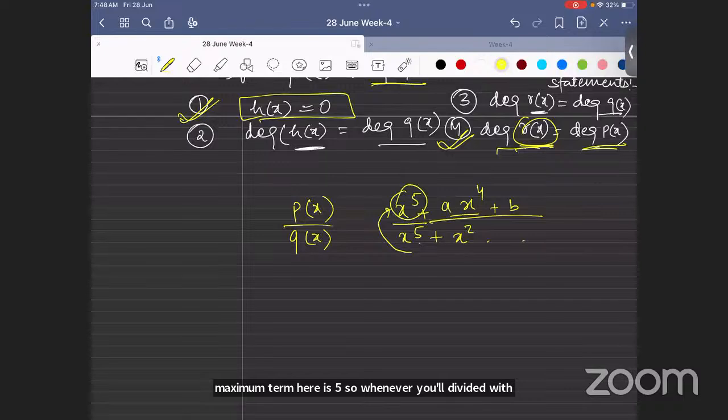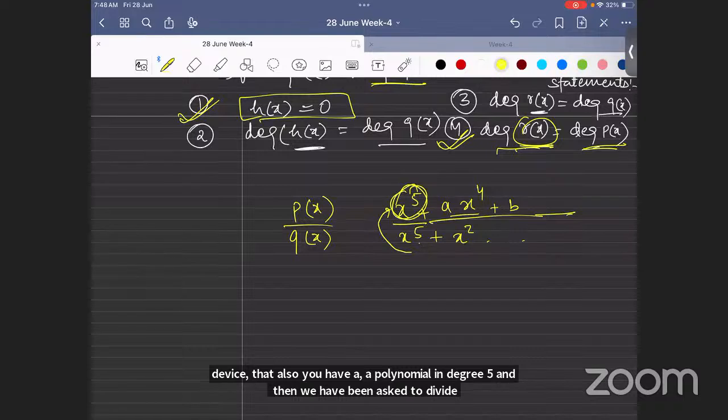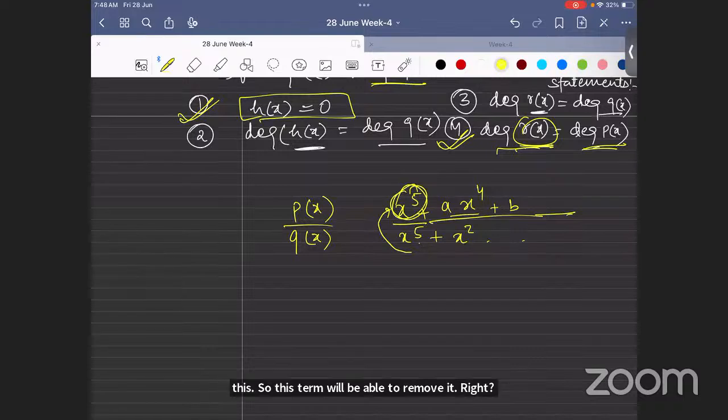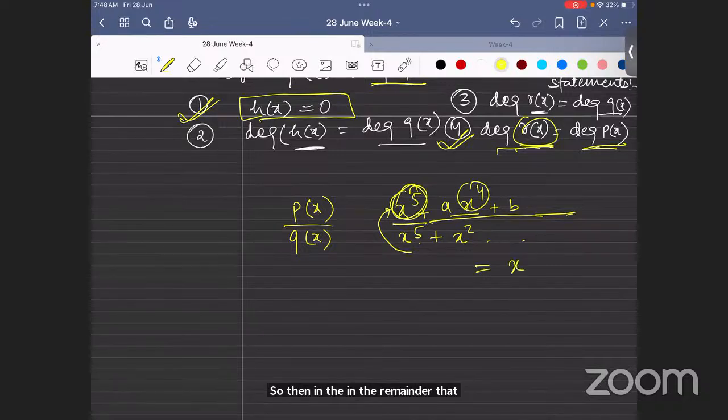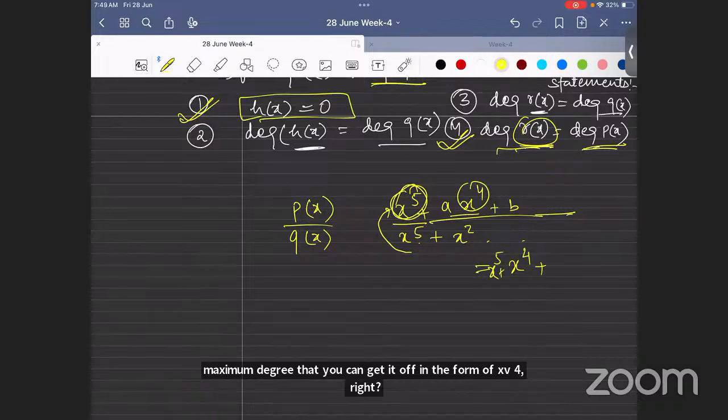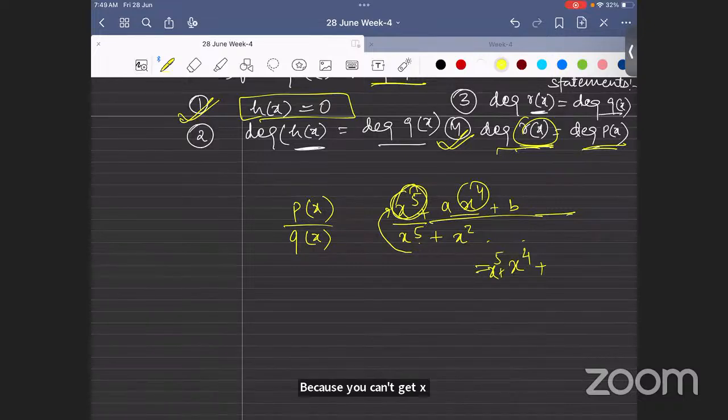Correct. So if you are dividing some polynomial of degree 5, and in the divisor also you have a polynomial of degree 5, and we have been asked to divide this dividend by the divisor, this term will be removed. Maybe there is a possibility that after that you will not be able to remove the x to the 4. Then in the remainder, the maximum degree that you can get is x to the 4, right? Because you can't get x to the power 5 as a remainder, because if you are getting x to the 5, that means you haven't divided correctly.